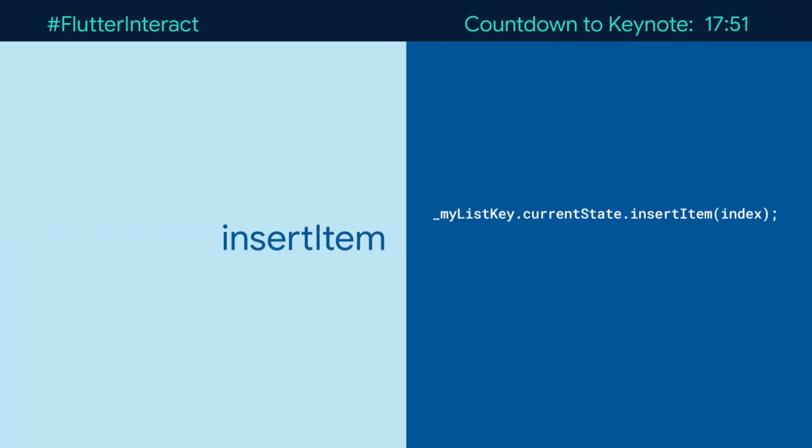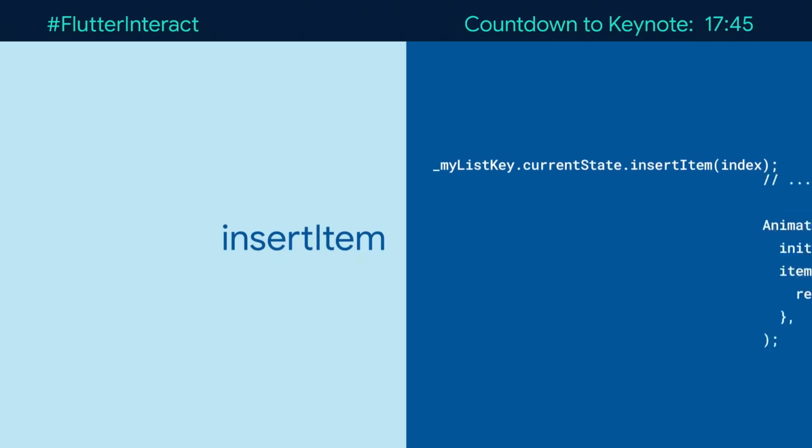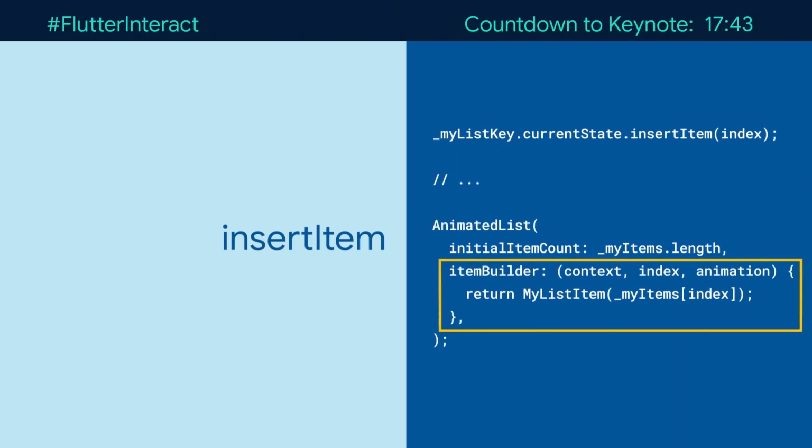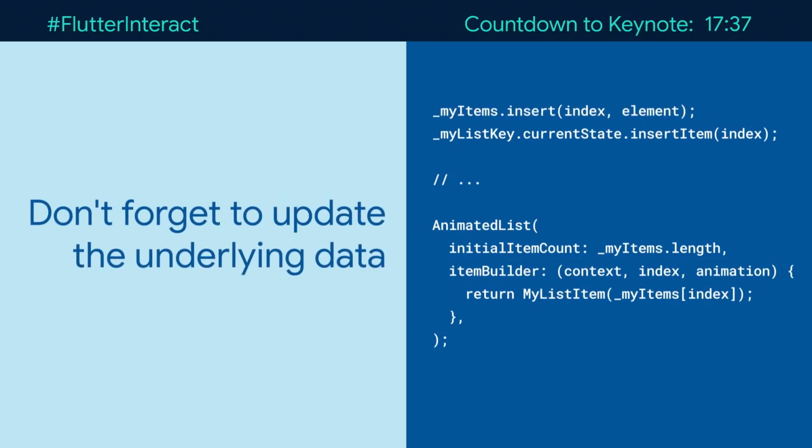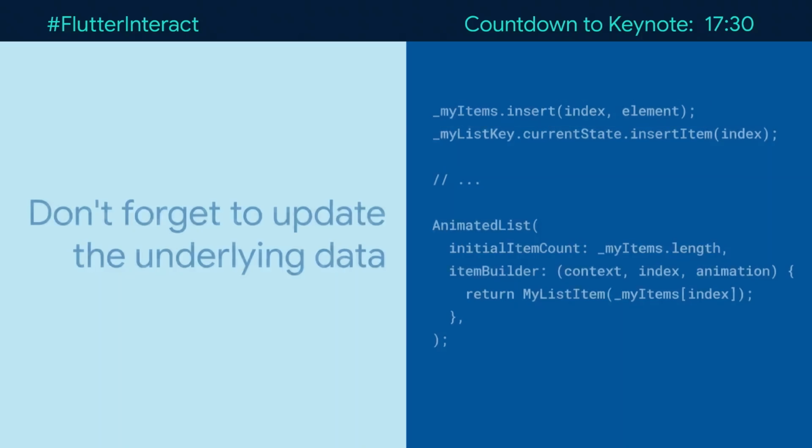With insertItem, you tell AnimatedList that there is a new item at index and that it should start the animation. To construct the newly added item, AnimatedList uses the item builder, which you already defined. It is important that you not only call the AnimatedListState method, but also actually update your underlying data.